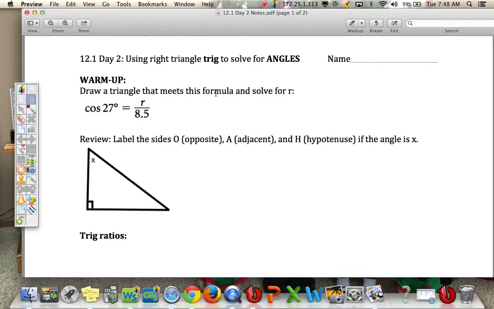Section 12.1, Day 2, we're going to look at using right triangle trig to solve for angles. We'll start with the warm-up. In the previous lesson, we looked at how you can use right triangle trig to solve for missing sides. So here's an example. Draw a triangle that meets this formula and solve for r.